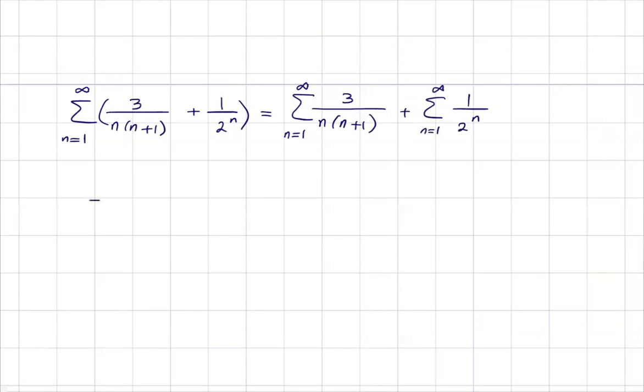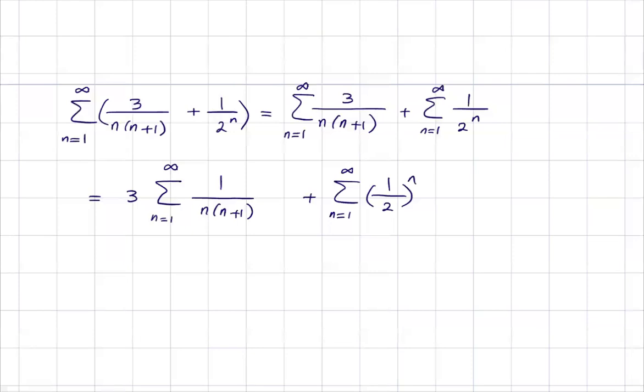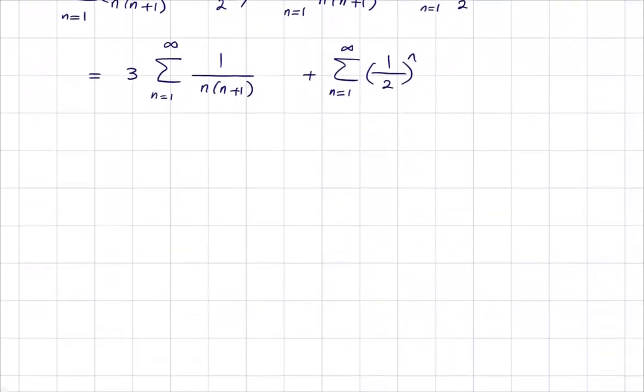So the very first sum can be written as 3 times the summation of 1 over n times n plus 1, and the second series is the summation of 1 divided by 2 to the power n, starts from 1 goes to infinity. Let us go back to the definition of series and analyze each one of them separately. So I'm going to move a little bit down here. The definition of geometric series can be applied for the second series on the right-hand side.